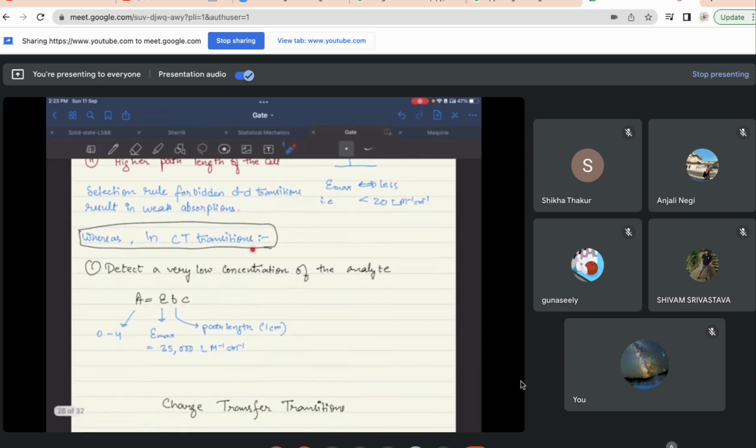However, in the case of the CT transition, it is very detectable in a low concentration of the analyte also, following Beer-Lambert law, where absorbance is equal to epsilon b c, where b is the path length, which is generally 1 centimeter, and c is the concentration. So in the case of CT transition, it is possible to detect even a low concentration because the epsilon value, which is epsilon max, is very high, up to 35,000.